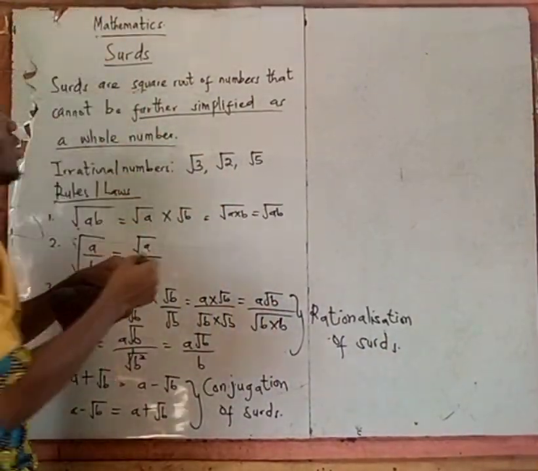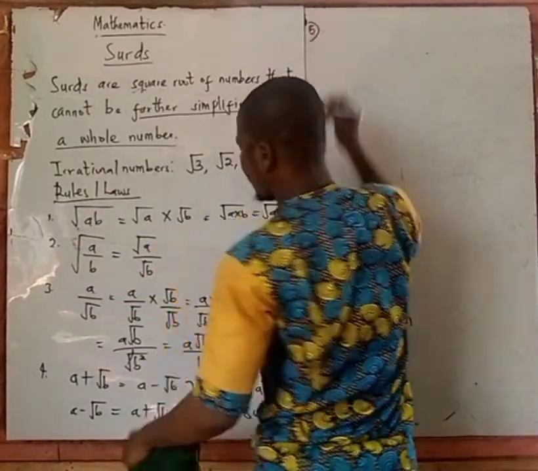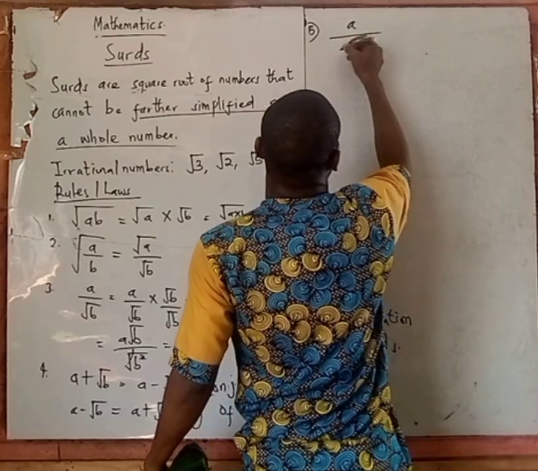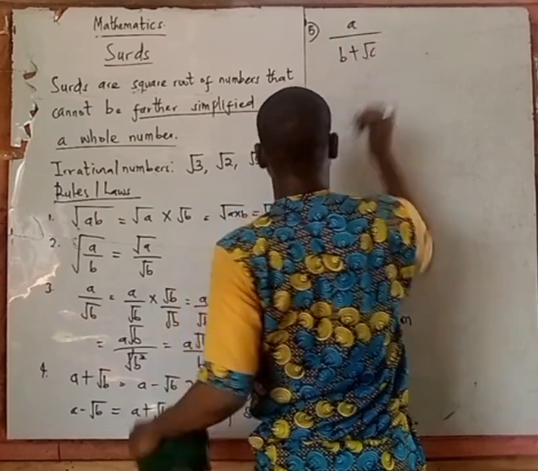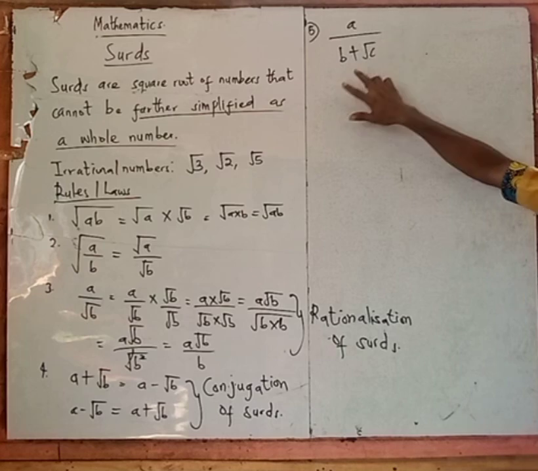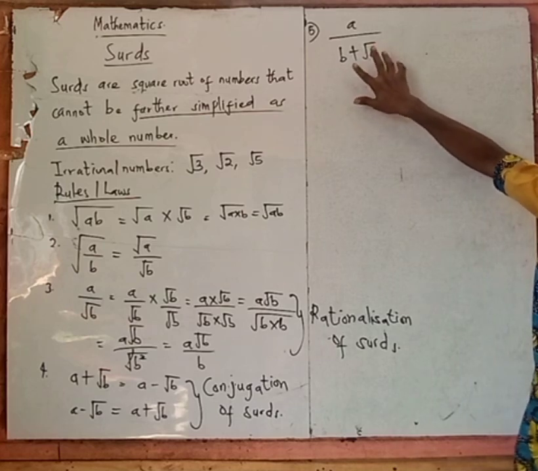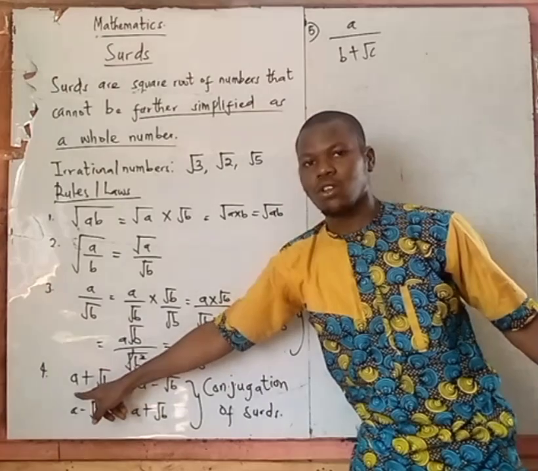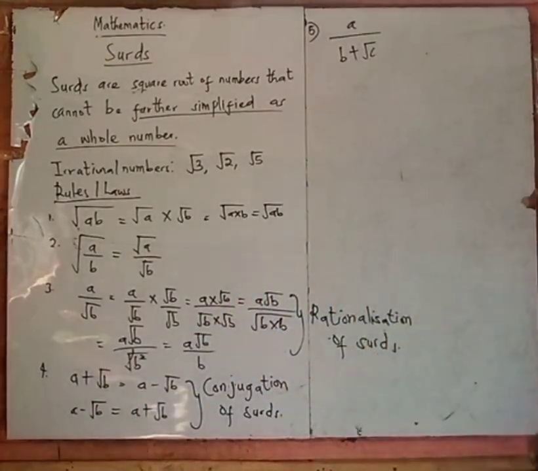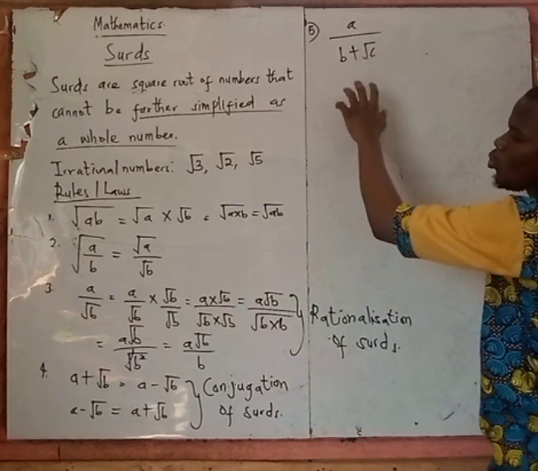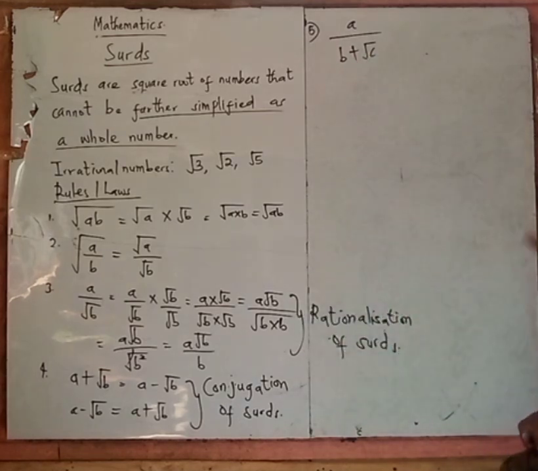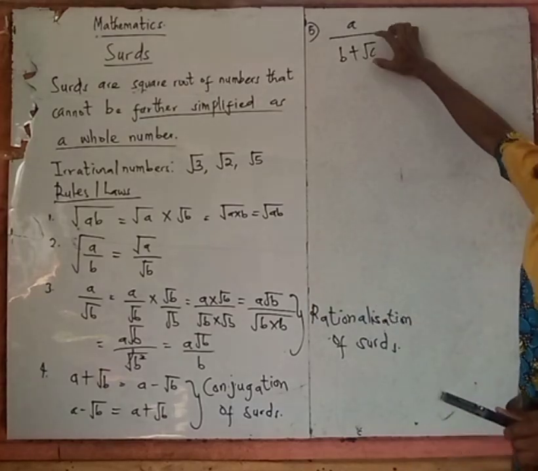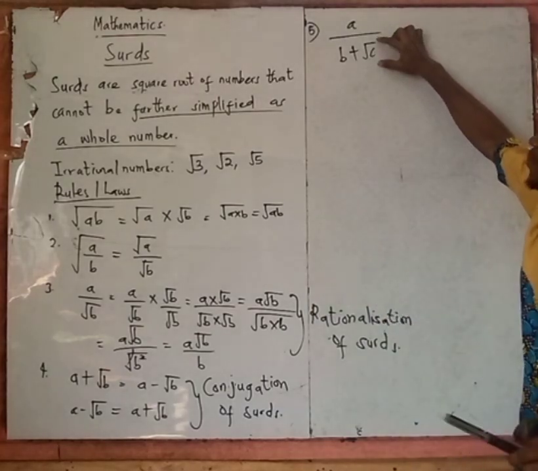So number 5, let's say you have a over b plus root c. So in this case, you're having the denominator in the same format as the rule number 4 we have here. So we are going to apply two things here. First, we're going to rationalize and we're also going to what? Conjugate. So let's conjugate it first so that we'll be able to rationalize after conjugating it. So we're going to conjugate the denominator only.